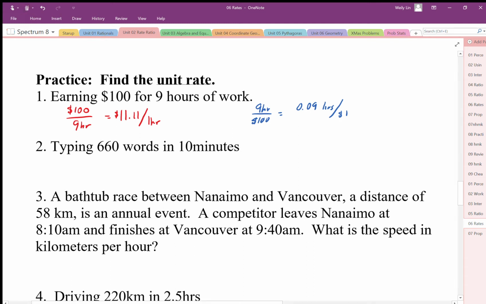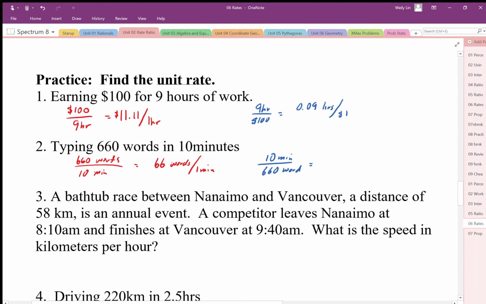If I'm typing, I can do 660 words in 10 minutes. That means 660 words every 10 minutes. Now it's useful to know the words per minute. So if I divide, I get 66 words per 1 minute. Again, we could take the reciprocal of that, and it's still the same rate. So we're going to use 10 minutes for 660 words. This is not as useful, the minutes per word.